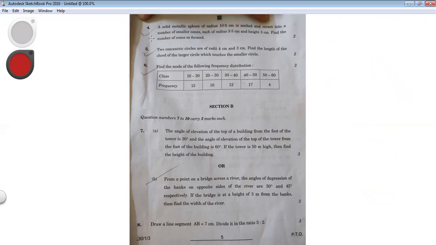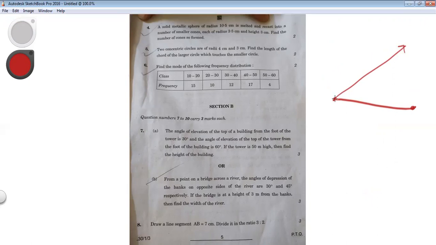Now they're asking you to draw a line segment AB of 7 centimeters divided in the ratio 3:2. Fine, you can do it by the angular method. There are a lot of methods. Let's say you have got AB this way. Now you take an angle like this.